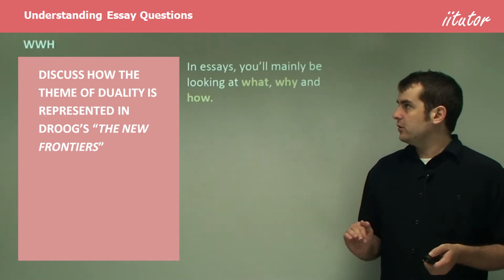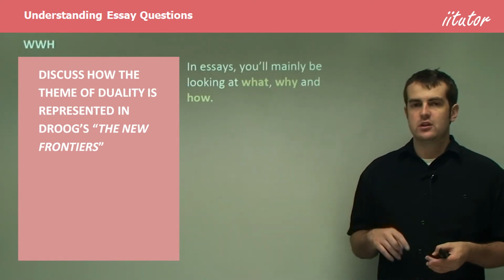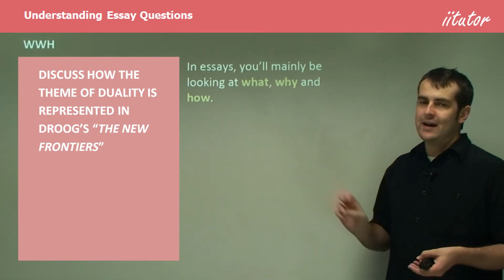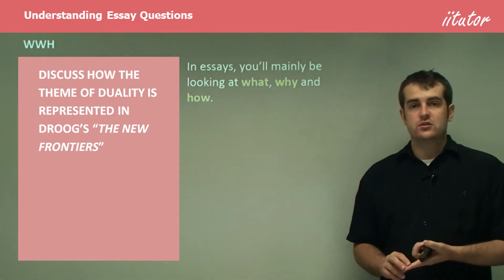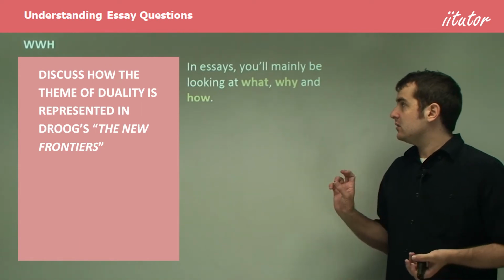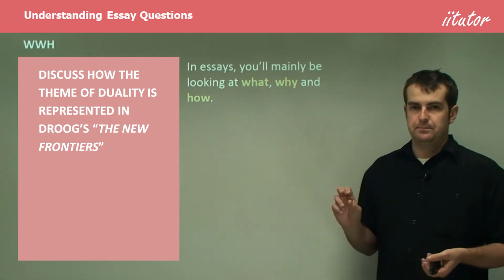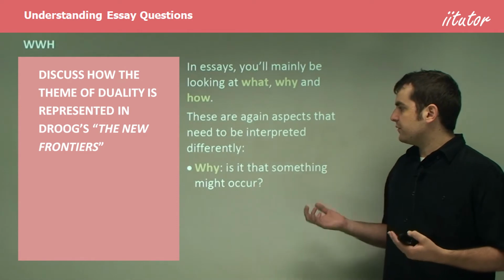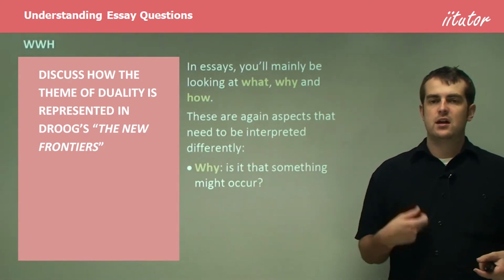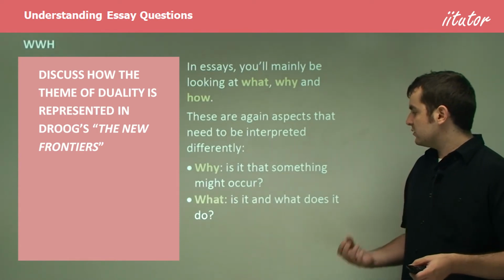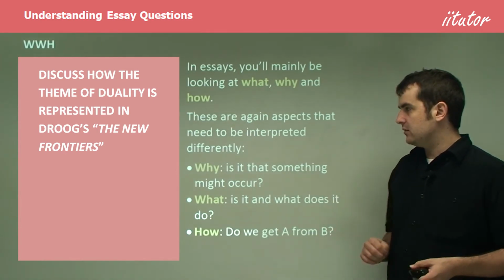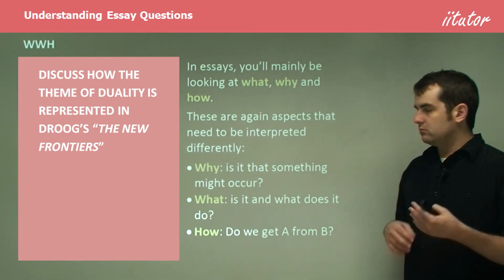Now, the next thing we're going to be looking at is the WWH, which is a little bit different from the 5 W's and H, because mainly in essays you'll be looking only at the what, why, and how. Yes, in other comprehension style questions you'll be looking at things like when, where, and to who. But in this case, you'll be mainly looking at the what, why, and how. And these are aspects that need to be interpreted differently. For instance, why is it that something might occur? Have a look at a text and ask that question why. It might be what. So what is in a text and what does it do? Or it might be a how in this case. So I'll explain each of them in a little more depth and go into examples.